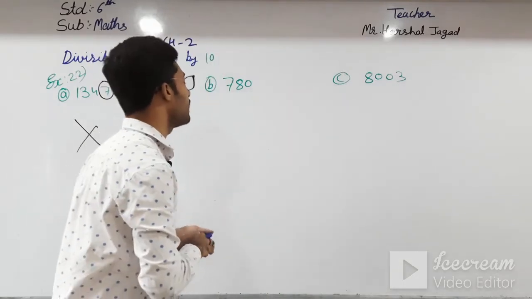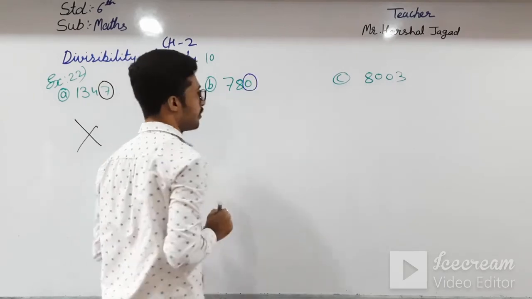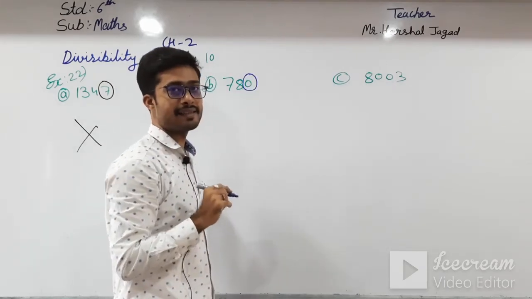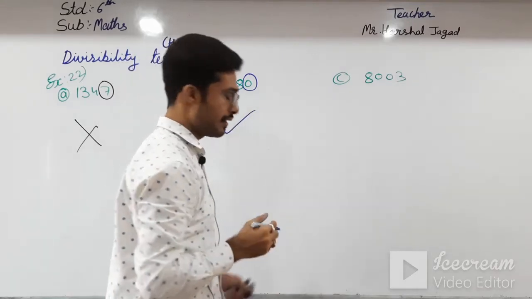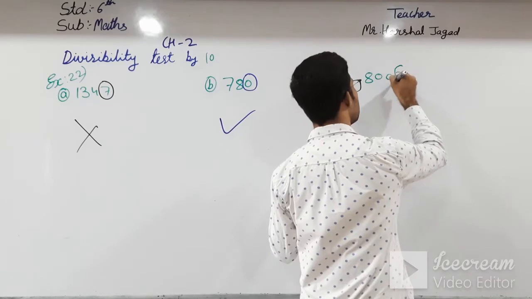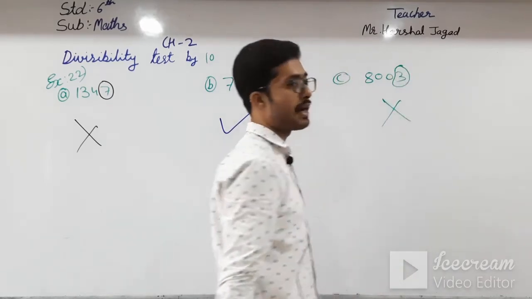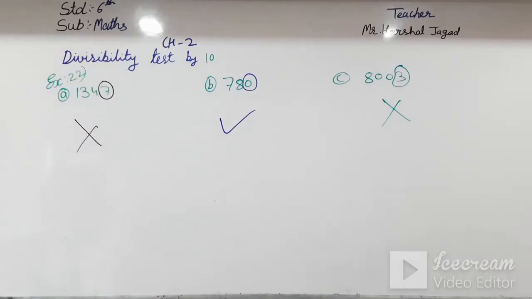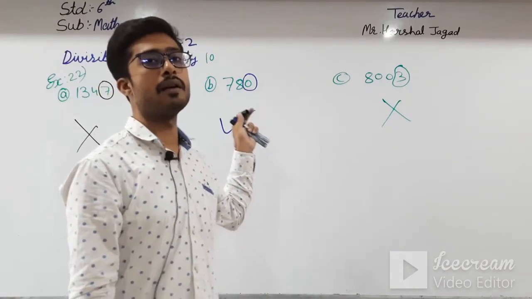Moving further, see here, at the unit place it is 0. So this is divisible by 10. Moving further, see here, its unit place is 3. So this is not divisible by 10. Okay students, I haven't written some of the description, that you can write from your textbook.